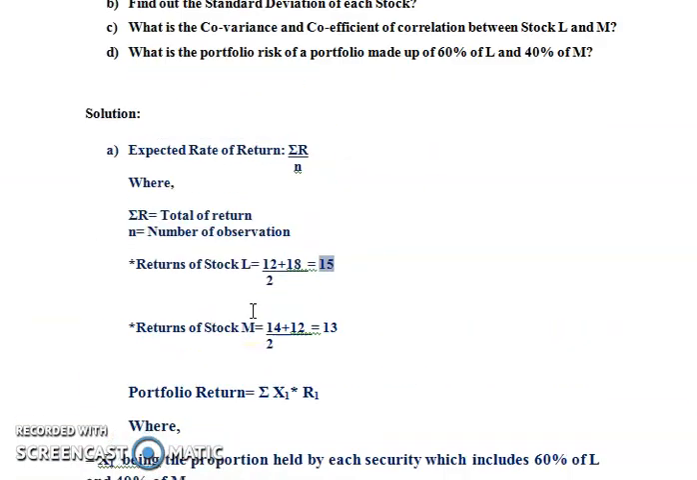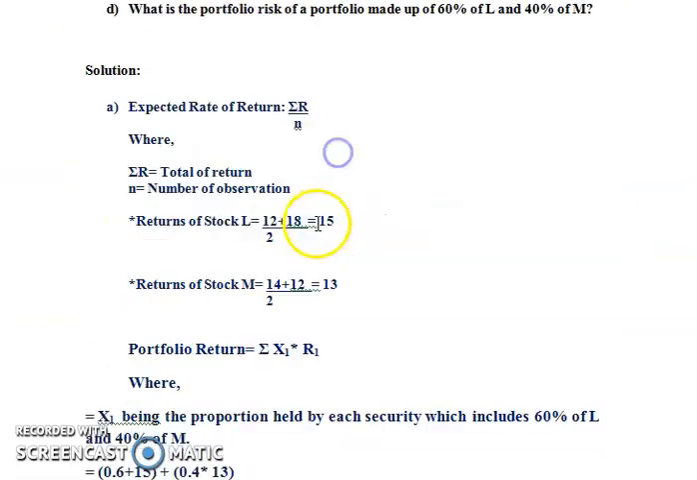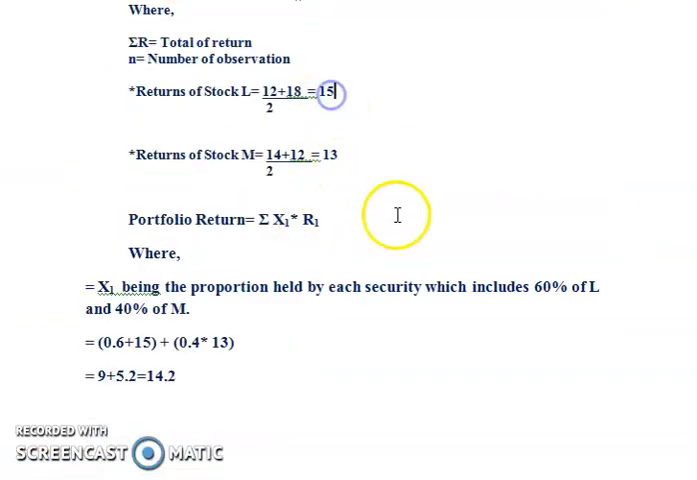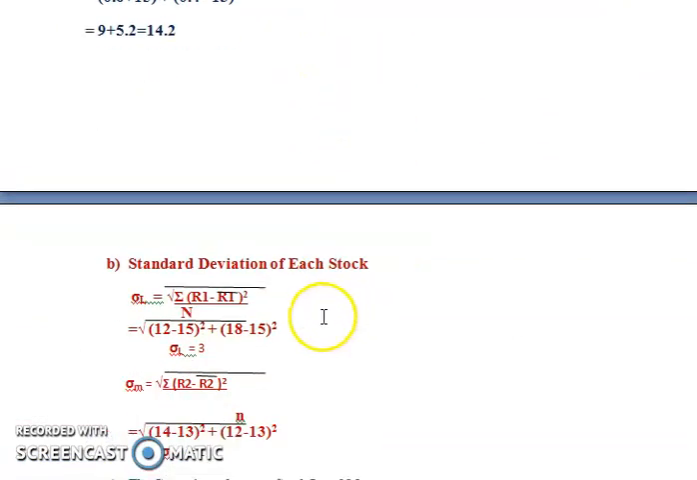18 is this value, and 18 minus 15, for stock L, whole square divided by N. If we calculate this value, how much does it come to? It comes to standard deviation of L equal to 3.